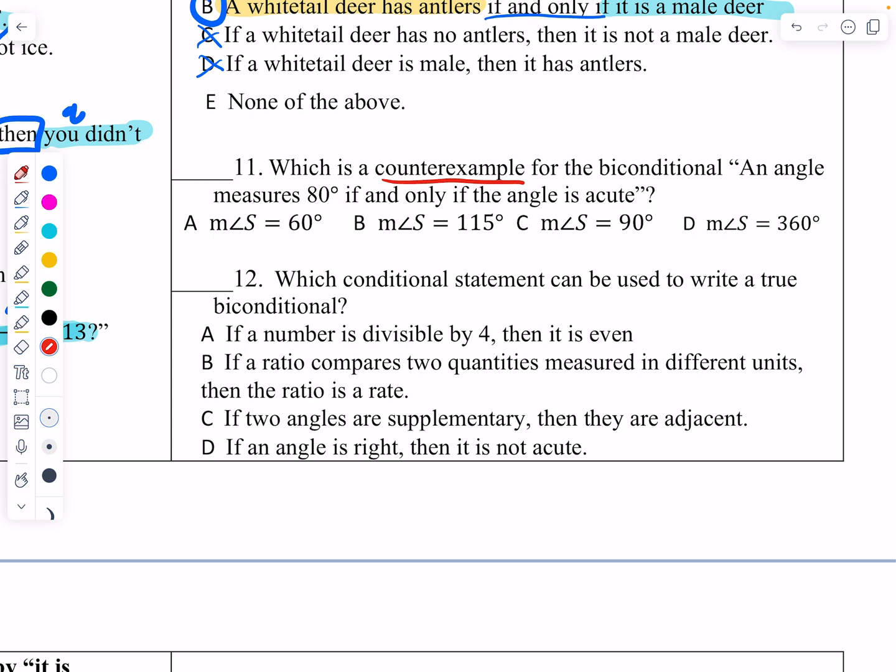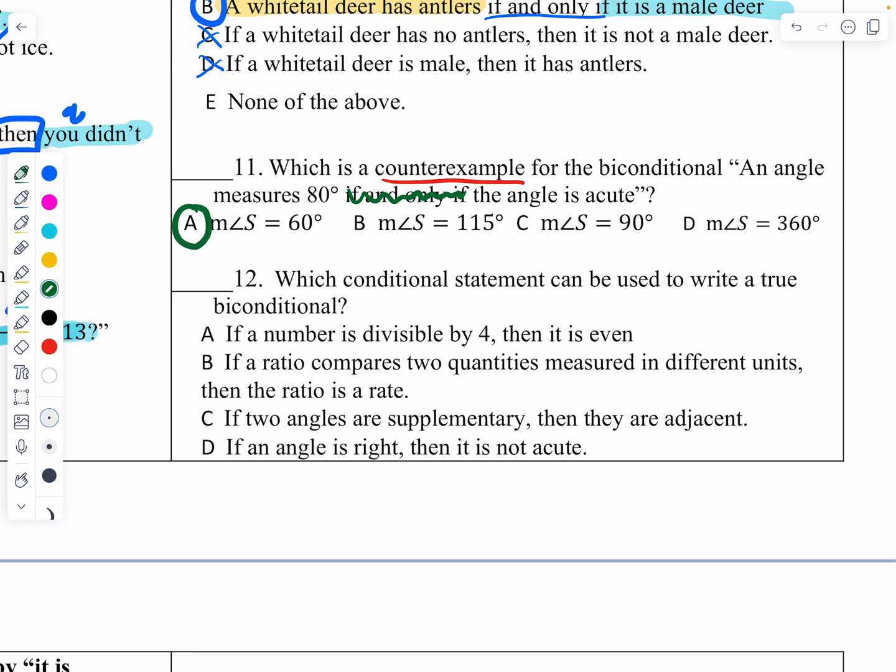So an acute angle measures 80 if and only if the angle is acute. So here's what we're looking for. We are looking for an angle that measures 80 if and only if the angle is acute. We want something that contradicts that, okay? So this is not going to be a biconditional statement because it's not true forwards and backwards. So it's essentially saying if an angle measures 80, it's acute. Well, what's the flip of that? If it's acute, it measures 80. And so let's find an acute angle that does not measure 80 degrees.